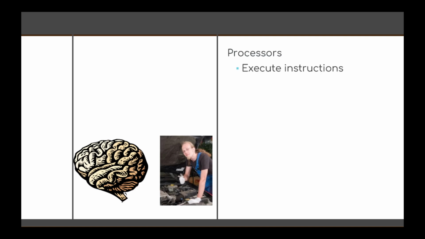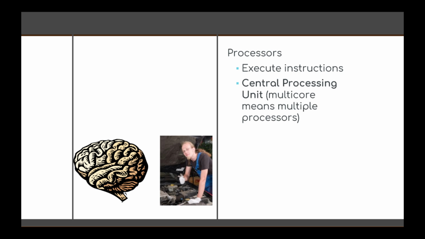So let's talk about processors. These are the motive parts of a computer. These are the things that actually do the math. They execute instructions. For us, they're these little agents that can perform a very limited set of tasks very quickly. They're also called the central processing unit. I'm sure all of you have heard the term processor before.